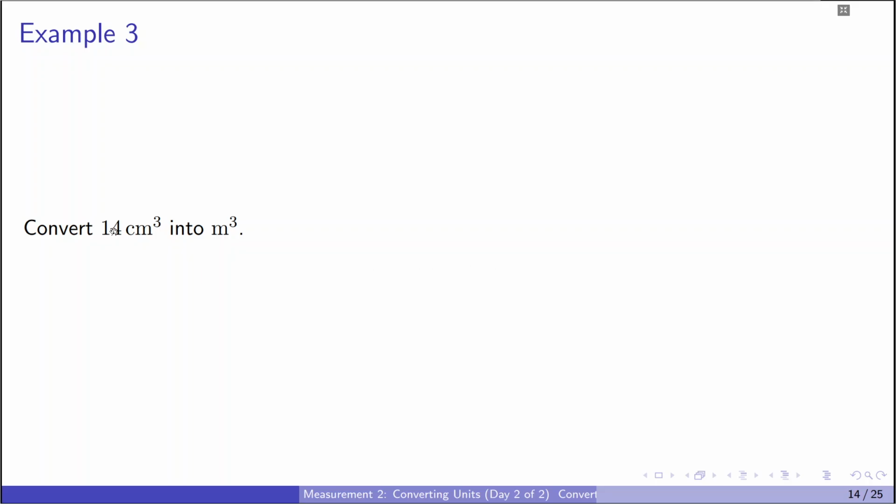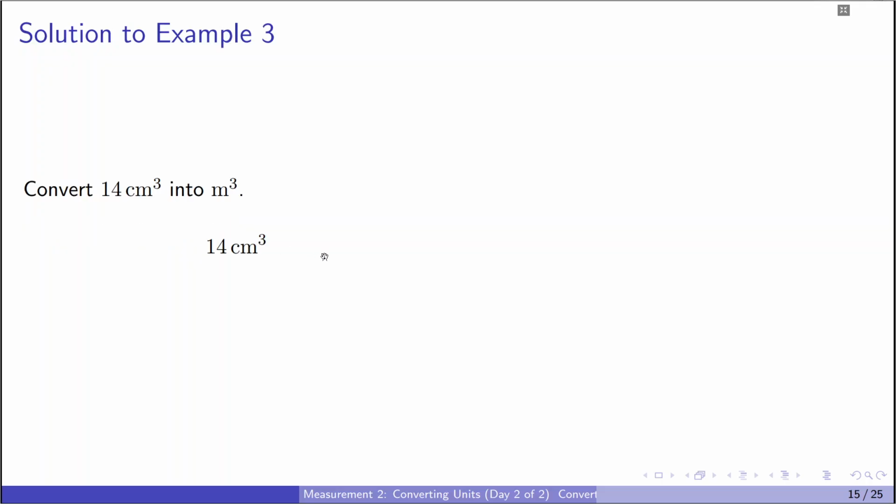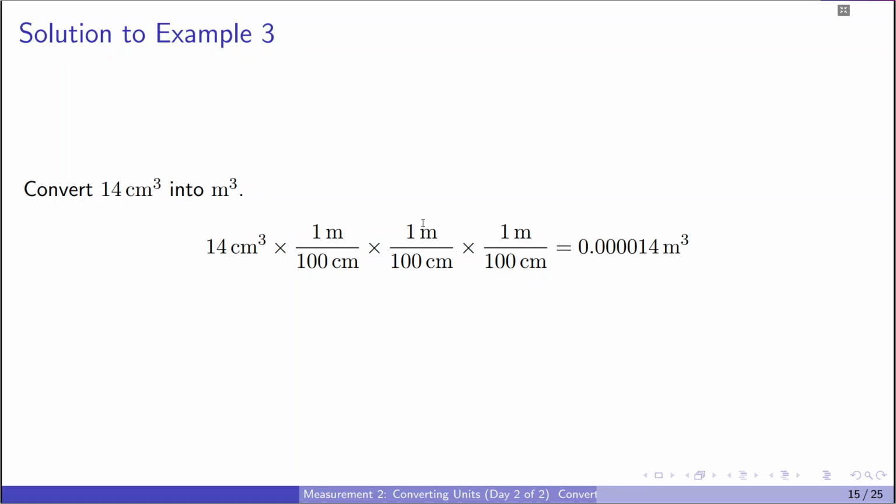Similar approach here. We're converting 14 centimeters cubed into meters cubed. To go from centimeters to meters, we divide by 100. Here we're going to have to divide by 100 cubed. So our first factor gets a centimeters squared times meter. Now we're at centimeters times meters squared. Now we're at meters cubed. So we have 0.0000014 cubic meters. We've taken our 14 divided by 1,000,000.